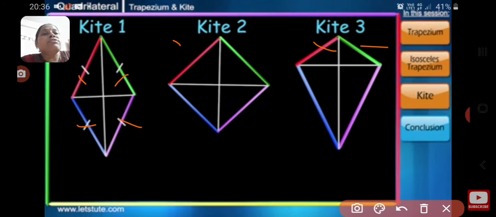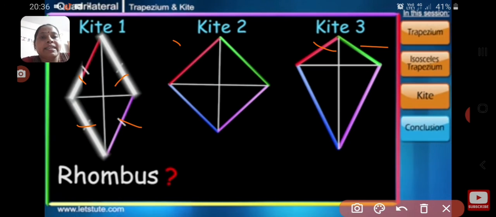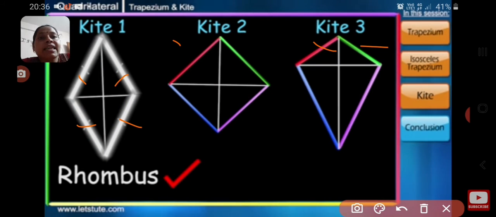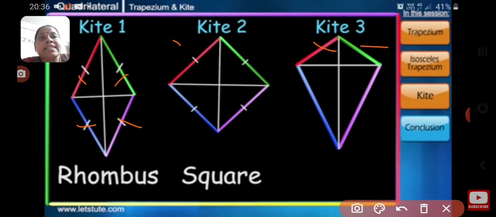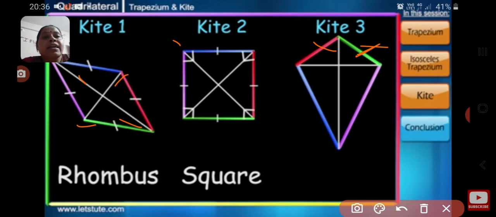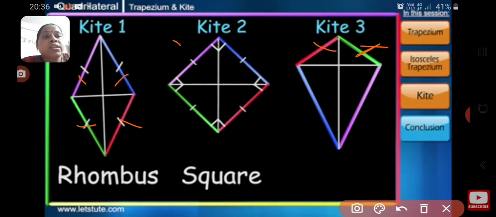Now the second type of kite, where all sides are equal, this type of kite is called rhombus, and this type of kite is called square. Understand? Because all sides are equal. Now it's called square because all sides are equal, and this is called kite type 3 because only adjacent sides are equal. Understand? Okay, now any doubt?